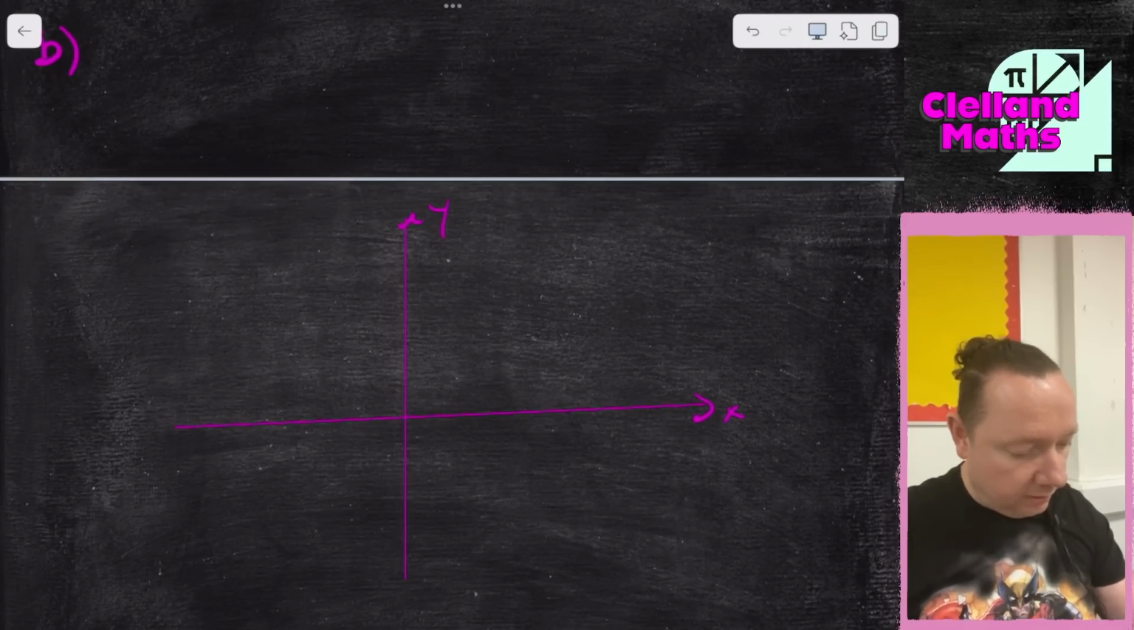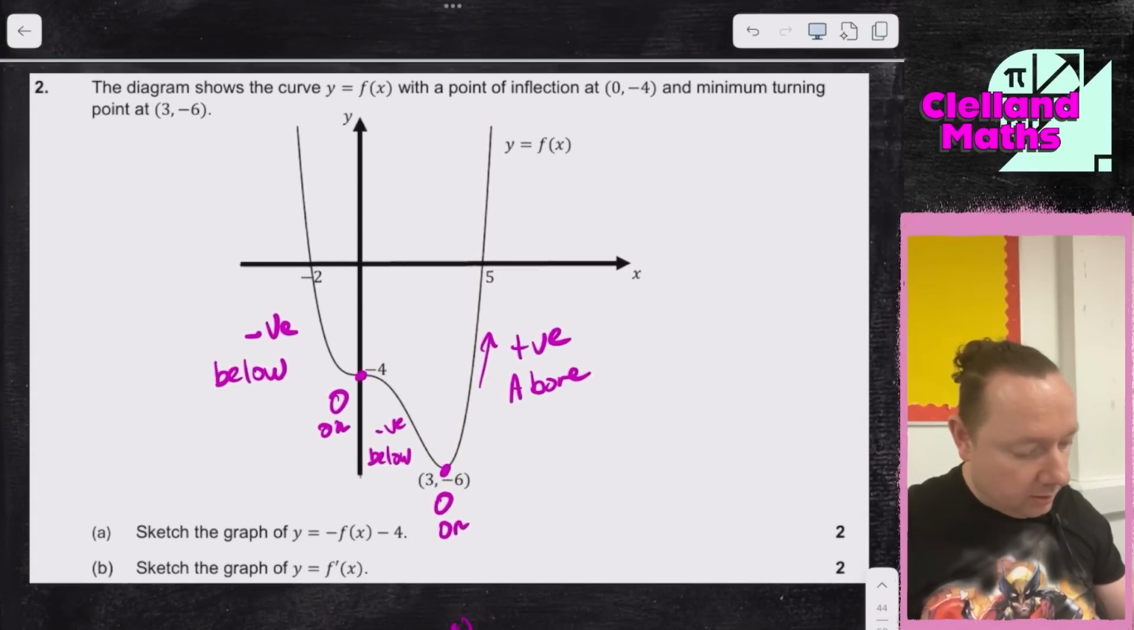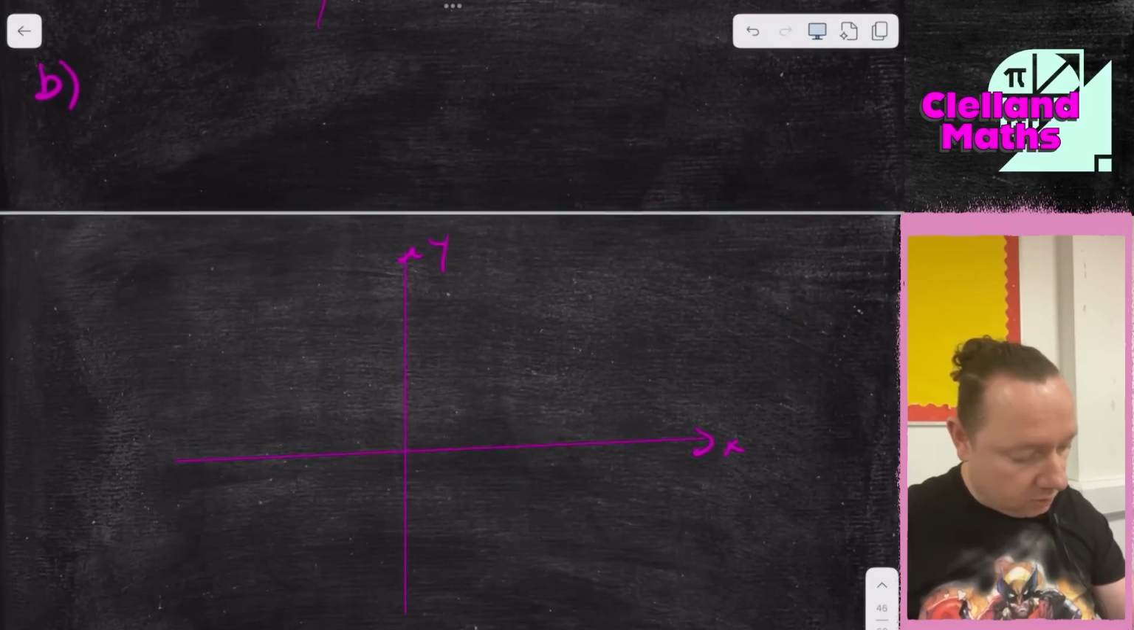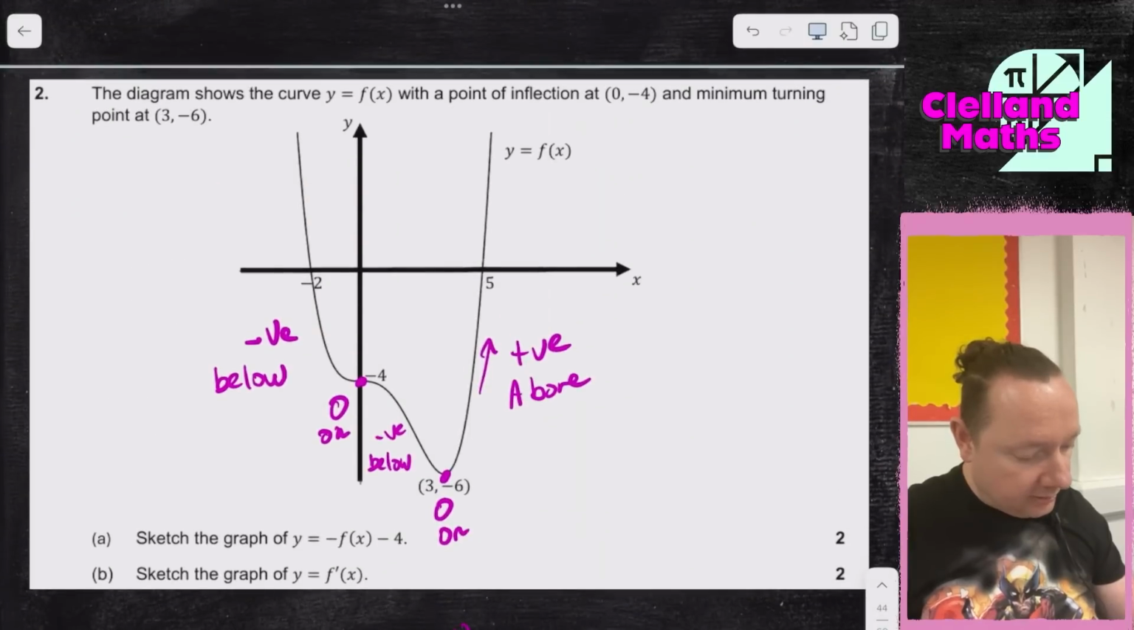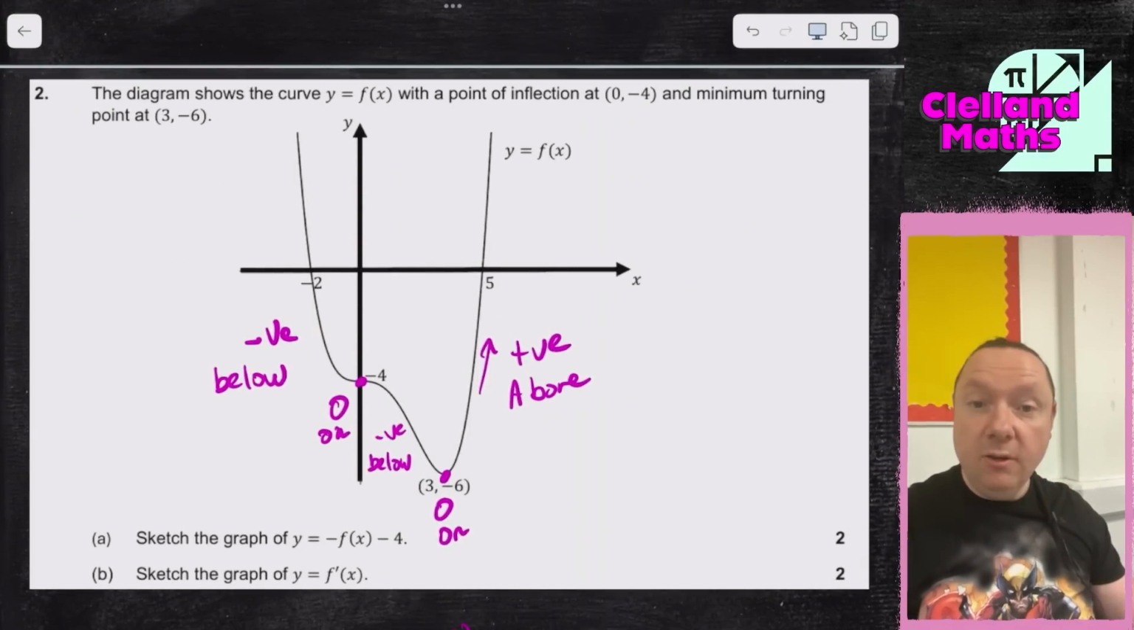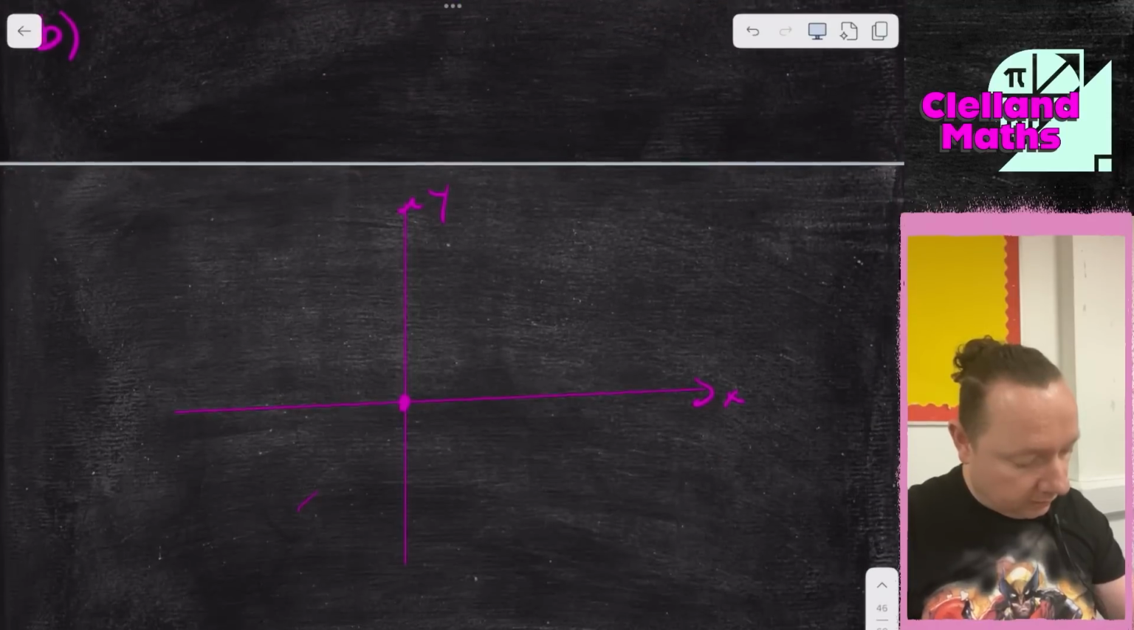And all I'm considering is the x part. So before x equals 0, I'm negative. So if I put 0 here, I'm down there somewhere. At x equals 0, I'm 0, so I'm on the axis, so I need a point at 0, 0.